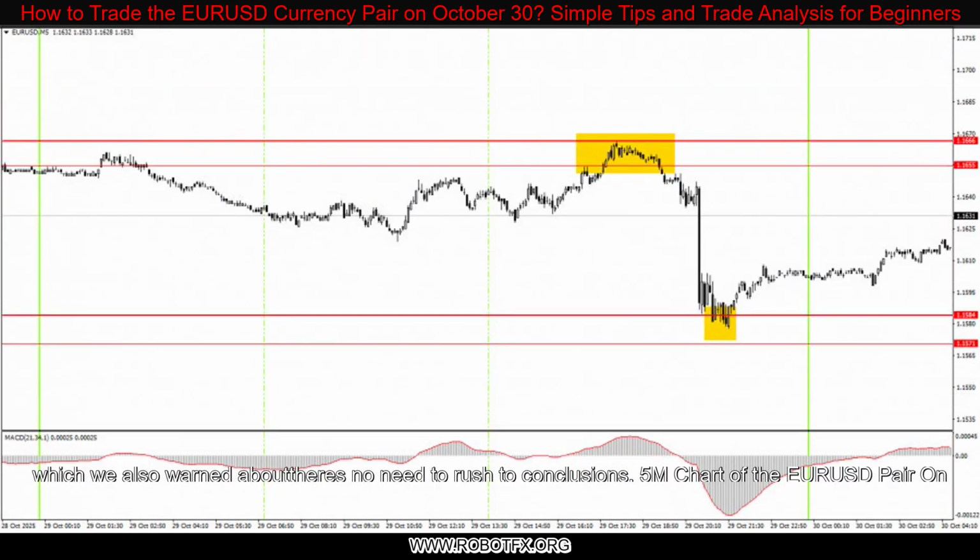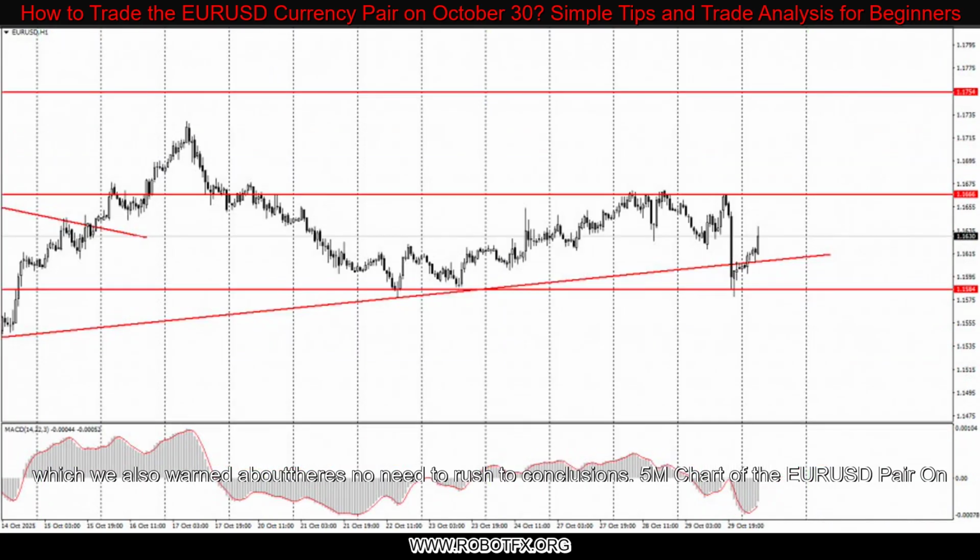By Thursday morning, the pair had already returned to the positions it held before the FOMC meeting, which we also warned about. There's no need to rush to conclusions.